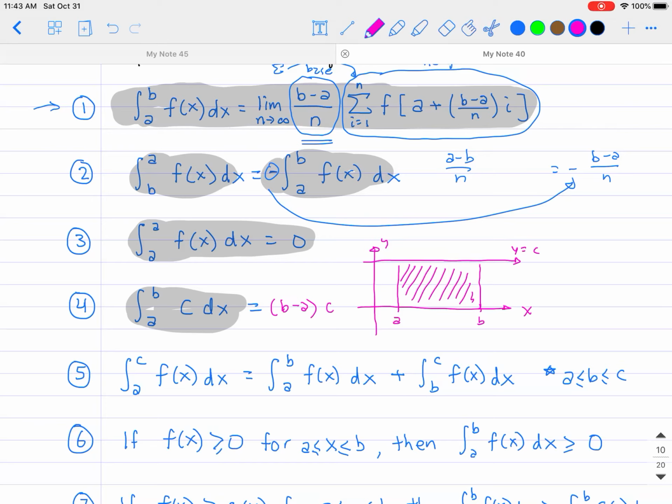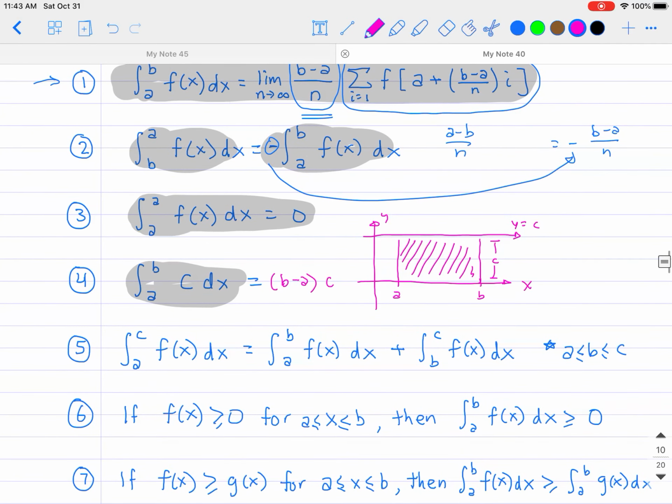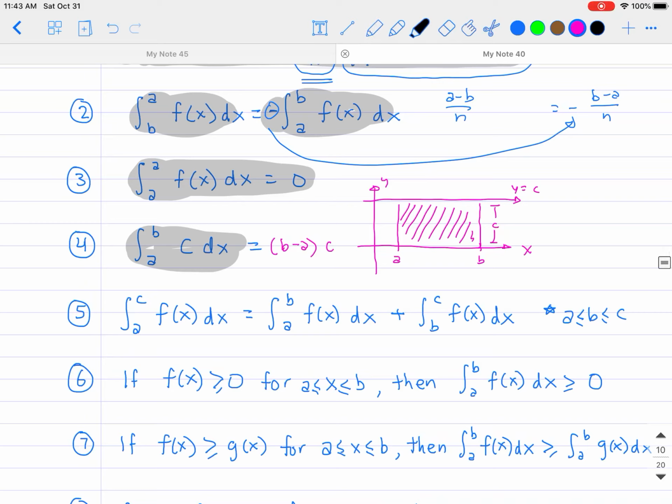And if you notice, geometrically what we have here is really just a rectangle. So the area of that rectangle is going to be base times height, the base being b minus a once again, and the height is going to be c, because that is the y value that corresponds over here, okay? All right, next part, number 5.